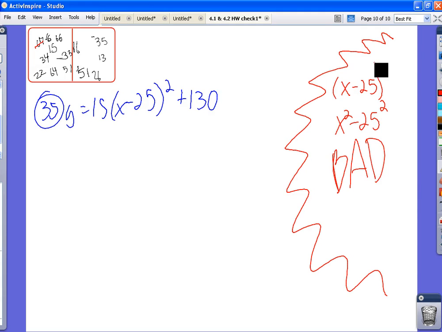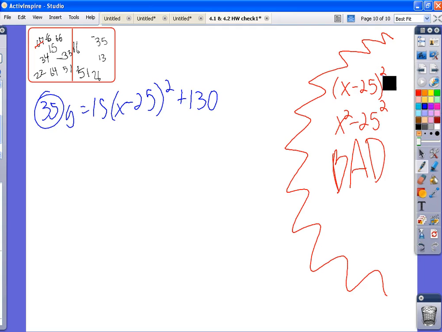And you're thinking, hey, distribute, right? Distribute the square. Maybe you're thinking that, maybe you're not. If you're not, that's good. If you are, don't do that anymore. Because what does square mean?